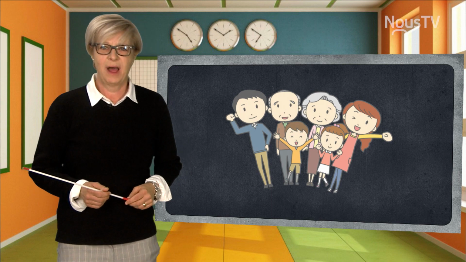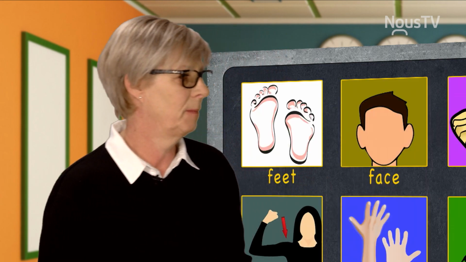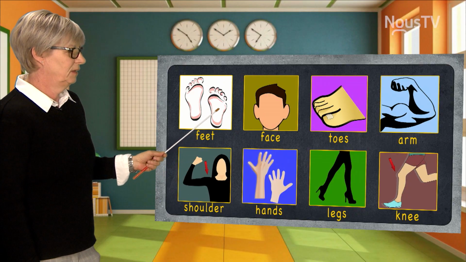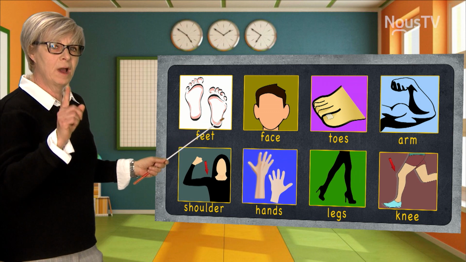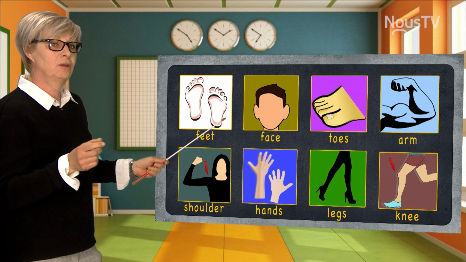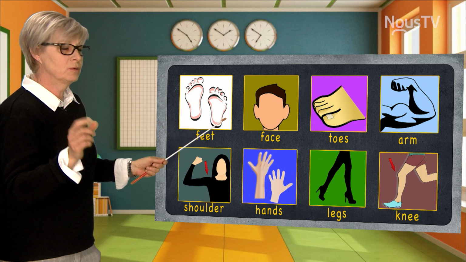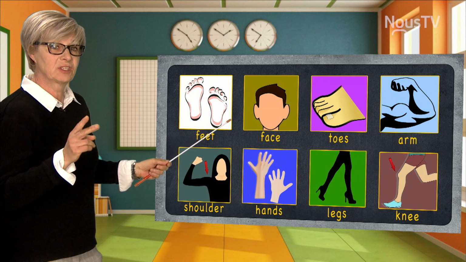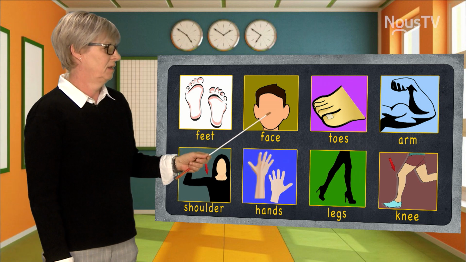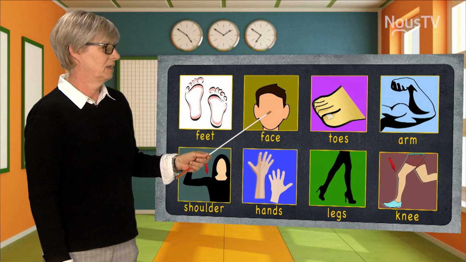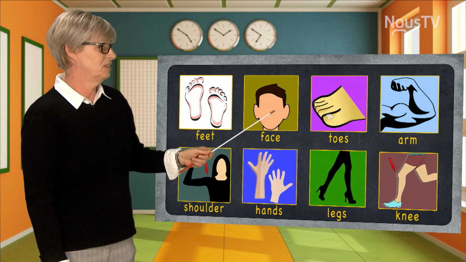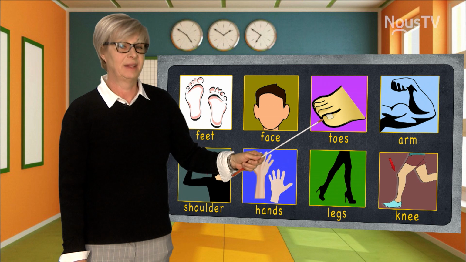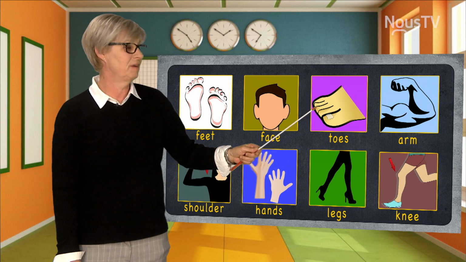Now all these nice people have body parts. Let's look at them right now. Feet, your feet. If you only had one, it would be a foot. You would replace the E's with O's, foot. But when there's two, it's called feet. You've got your face. And all this is your head, but this is your face. At the end of your feet, you have toes.